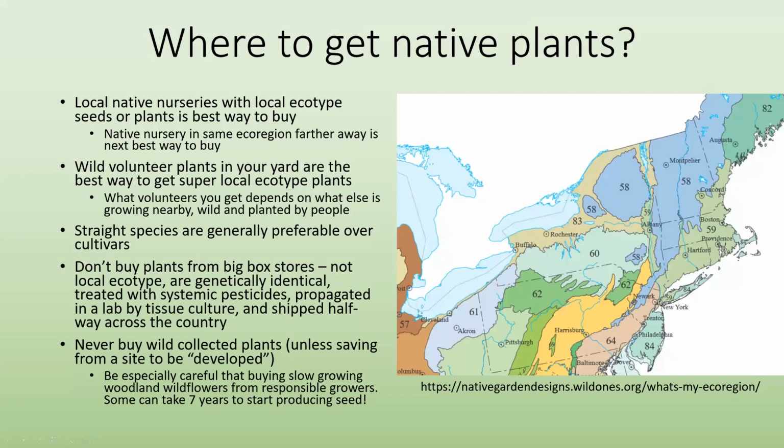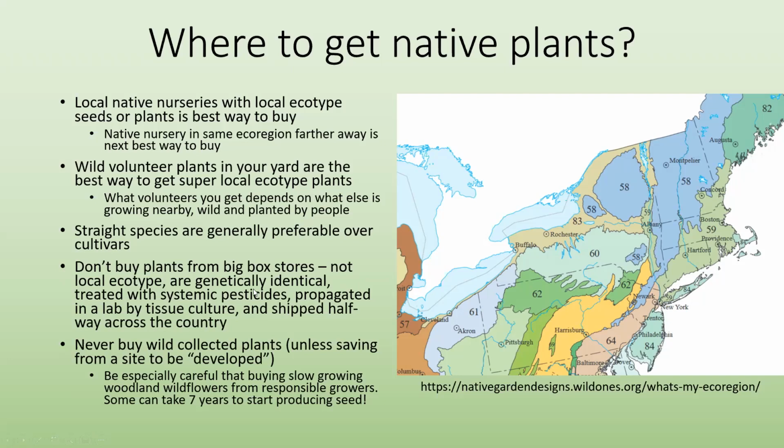Local native nurseries are the best places, or volunteer plants in your yard are the best ways to get native plants. Generally, the straight species is preferable over cultivars. I think I have a slide on that in a minute. You don't really want to buy plants from big box stores, though. They're not local ecotype. They don't have the local genetics with the local plant populations. And those are all genetically identical. They're propagated in a lab by tissue culture, actually, not really by seed usually.